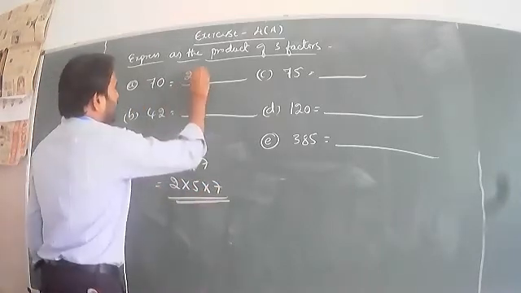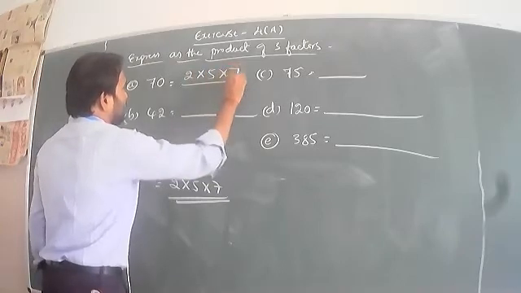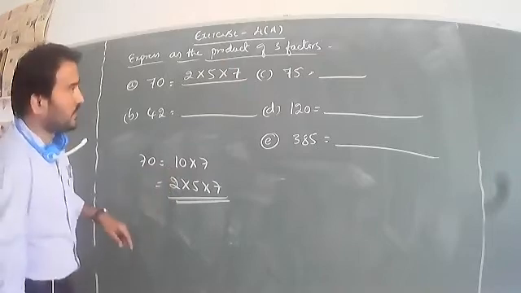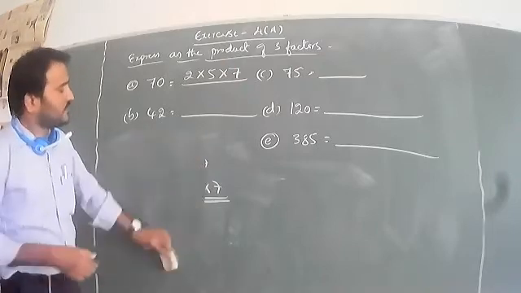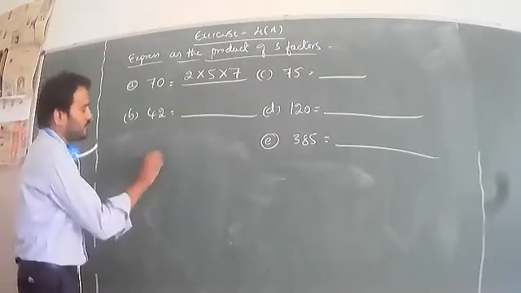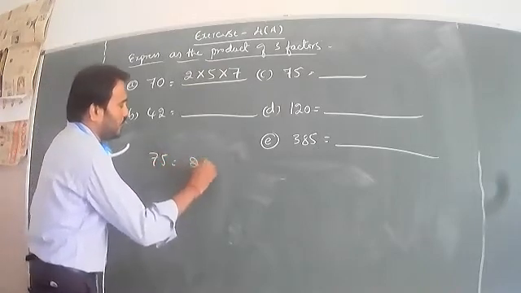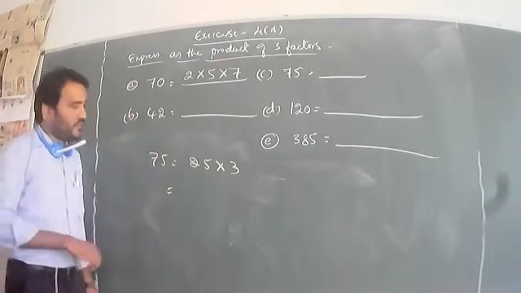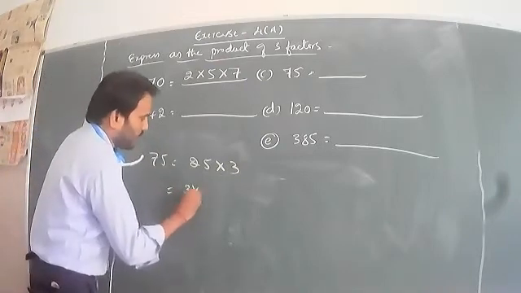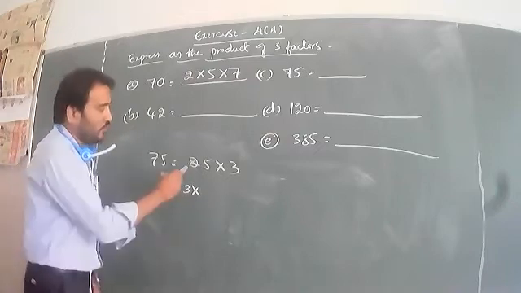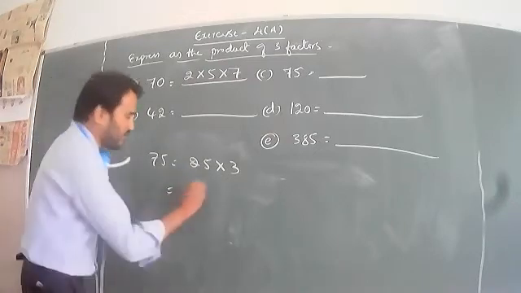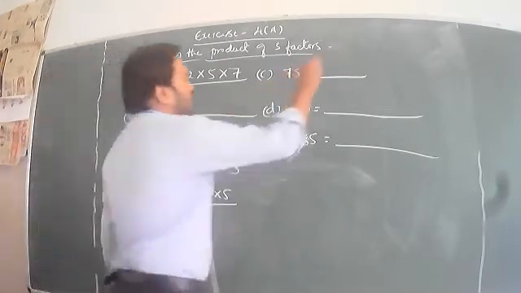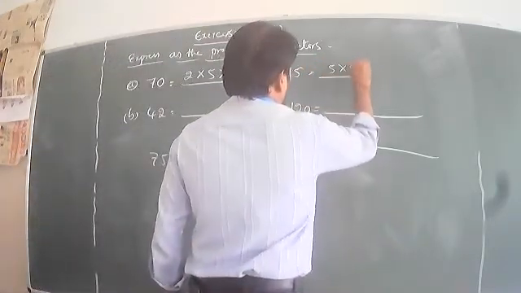2 into 5 into 7. I hope all of you understand. Okay, so next, 75. 25 times 3 is 75. So 3 is a prime number, we cannot take its factors. 25, how many factors? 5 fives are 25. We should write 5 into 5 into 3.